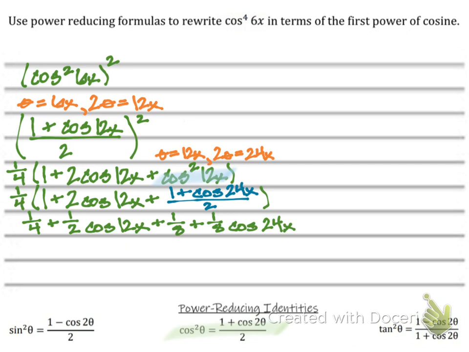And then the last thing that I need to do is handle my constant term there. 1/4 and 1/8 is 2/8 and 1/8, which is 3/8, plus 1/2 cosine 12x plus 1/8 cosine 24x. And like a lot of the stuff we've been doing, your answers are going to feel real similar, right?